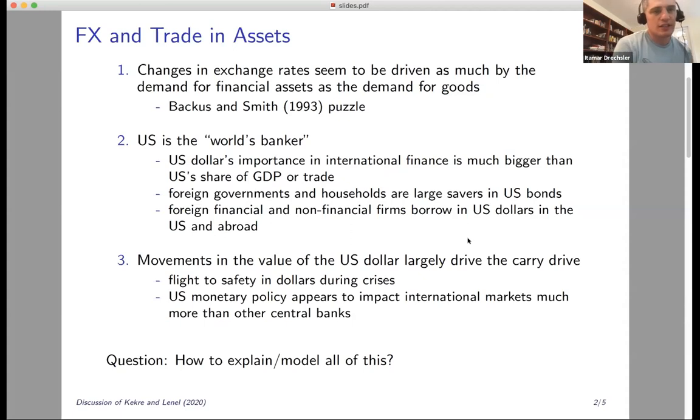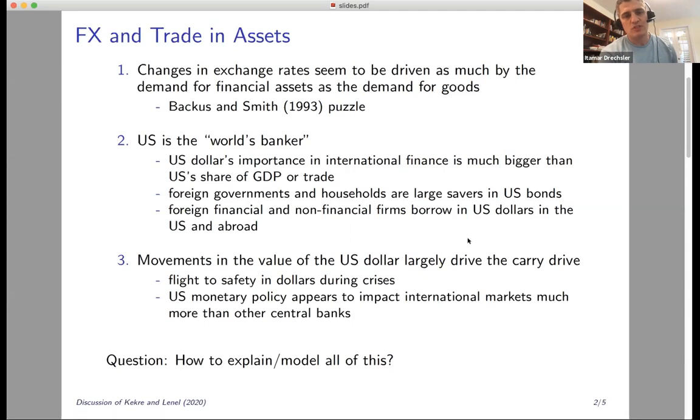There is a sense in which, in more recent years, it's shifted. There was always an understanding that exchange rates are obviously important in macro and can be very important for determining trade. Going back for a while now, certainly back to the Backus and Smith puzzle, it's been increasingly clear that changes in exchange rates seem to be driven as much by the demand for financial assets as the demand for goods. Some people would argue that the goods trade and the trade deficits sometimes look as if they are actually the result of demand for financial assets rather than the cause of it, although it's hard to say that.